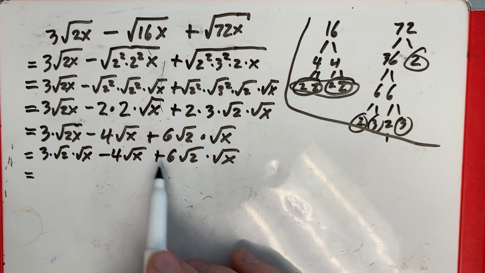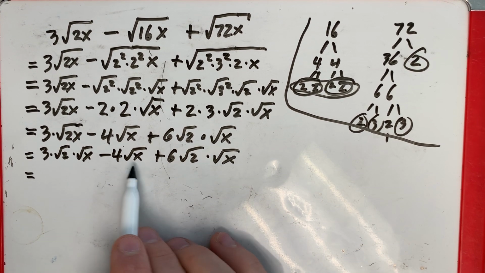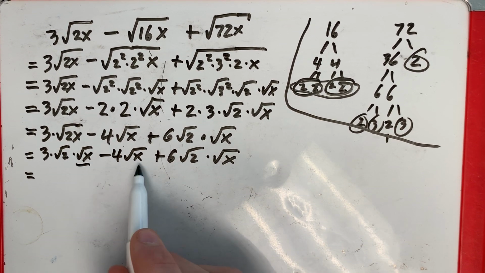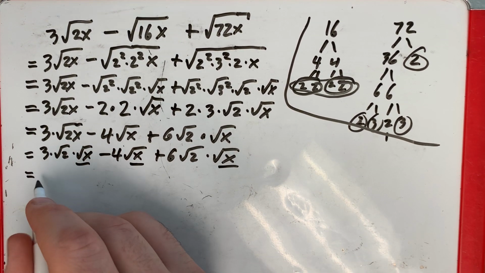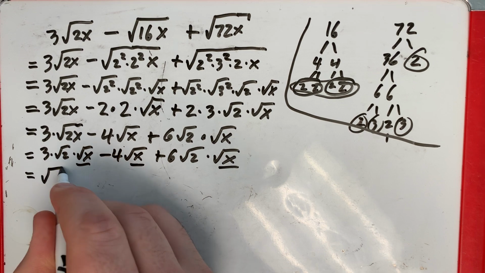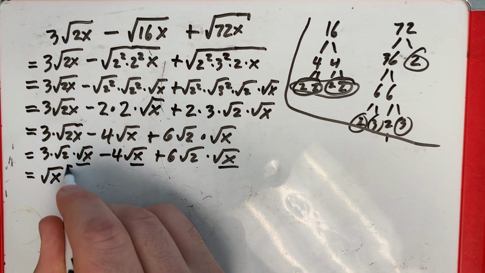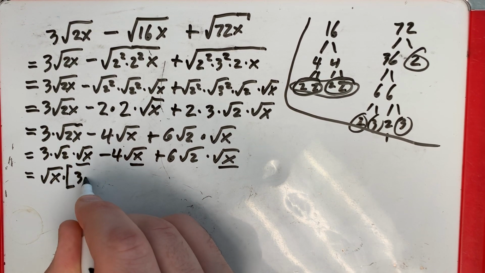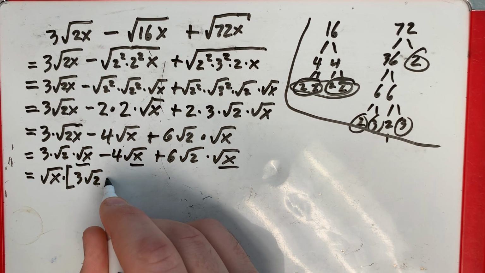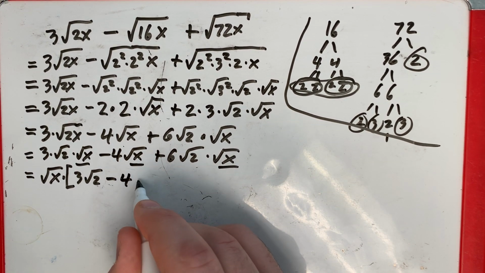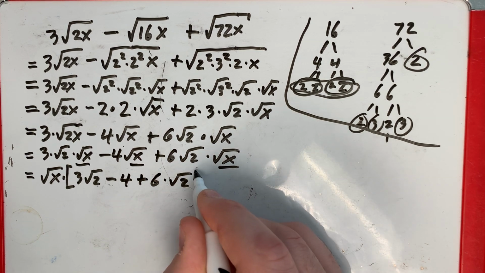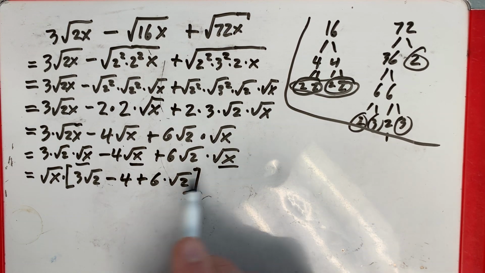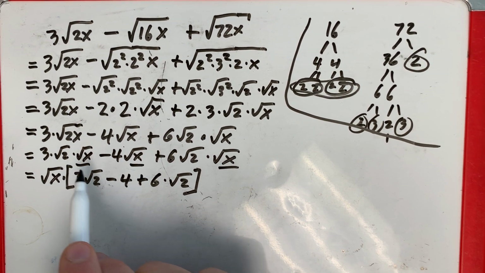Okay, now notice I have a square root of x in every single one of these terms. I have a minus and a plus. Okay, so I want to factor out this guy. How do I do that? Same way you normally would with anything else. So it's going to be the square root of x times the quantity 3 root 2 minus 4 plus 6 square root 2, and that's it. Because we pulled a square root of x out of every single term here.